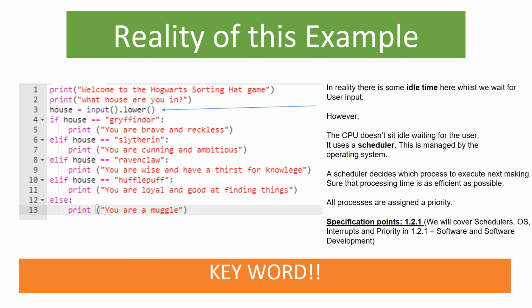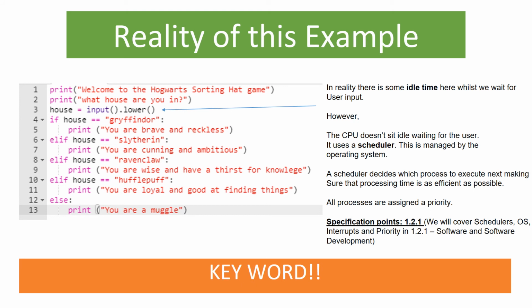Now when we're running a program through, obviously the user doesn't run at the same speed as the clock. Remember, there could be millions of instructions which are processed every second. So we can assume there's some idle time here. As the program runs through, it gets to line number 3 and it says, to the user, please input the house that you are in. Obviously, while it's waiting for the user to input that value, there is some idle time, or you'd imagine there would be some idle time.